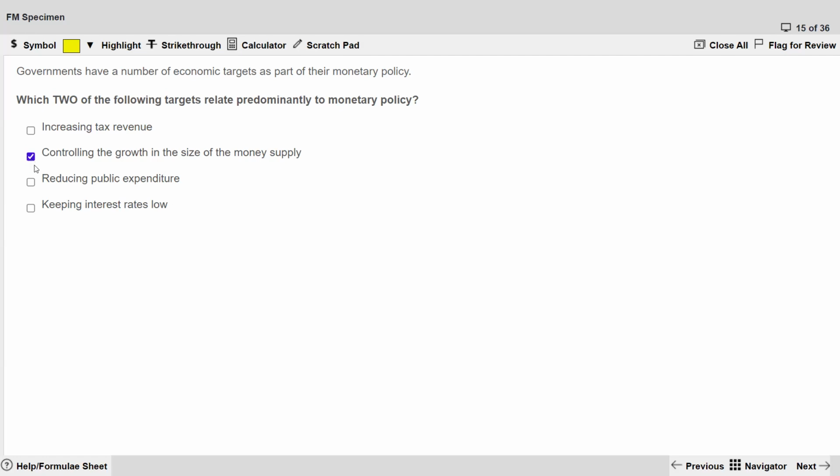Now, the second is reducing public expenditure, or keeping interest rates low. It's not necessary that keeping interest rates low is an impact. The money supply is the major thing. So the interest rates could actually be high also.